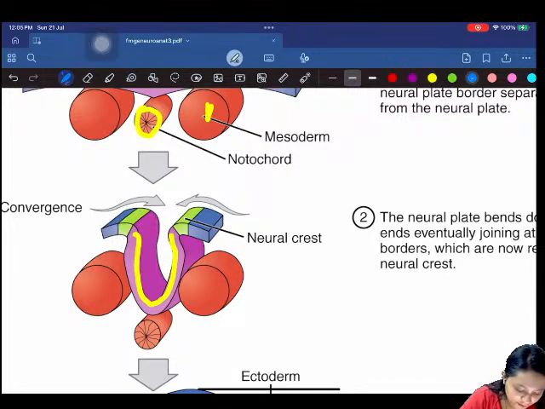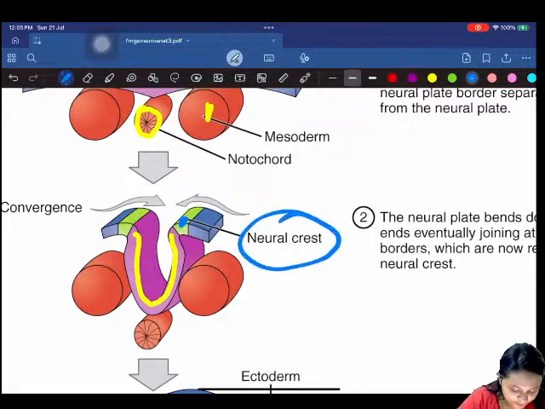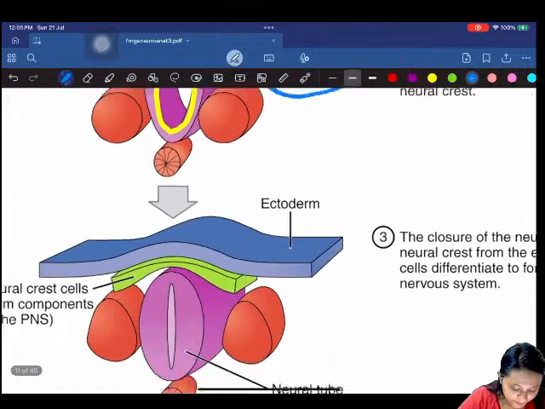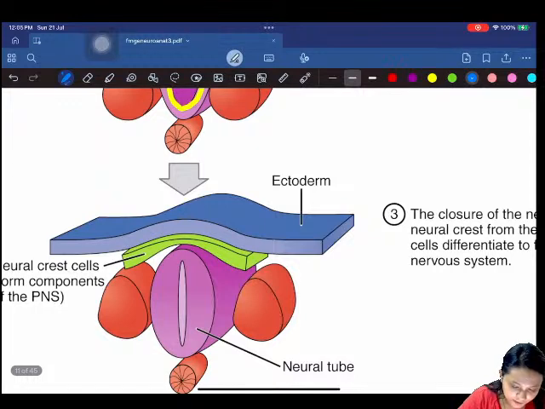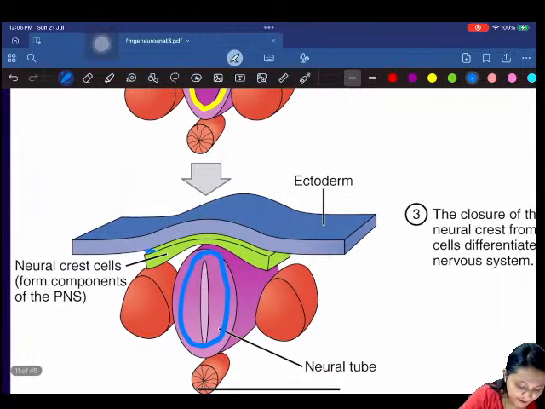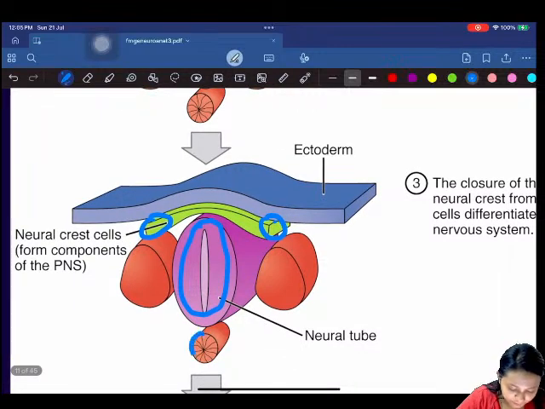And then you have this area that is the neural crest. Okay, neural groove and the neural crest, and after that this neural groove is finally forming the neural tube, and the neural crest cells are on the sides, which are the components of the PNS. Okay, and below you have the notochord. Okay, this is the neural tube and notochord.